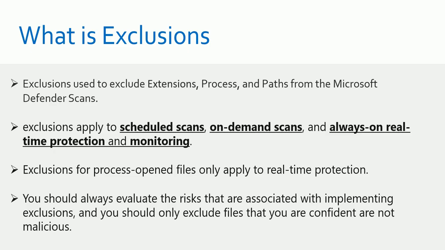So let's try to understand what an exclusion is. Exclusions are used to exclude your extension, process and path from the Microsoft Defender scans. So if you create any exclusion policy based on extension, process or path, your Microsoft Defender scan won't scan that particular extension, process or path. So it will be excluded from your scan.